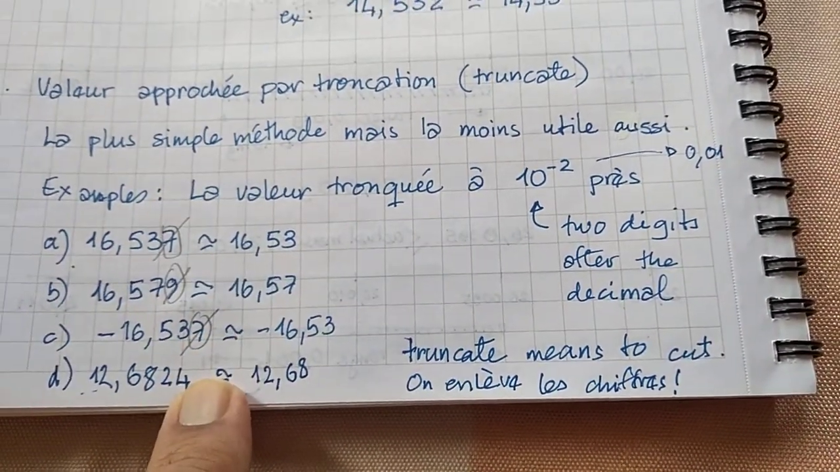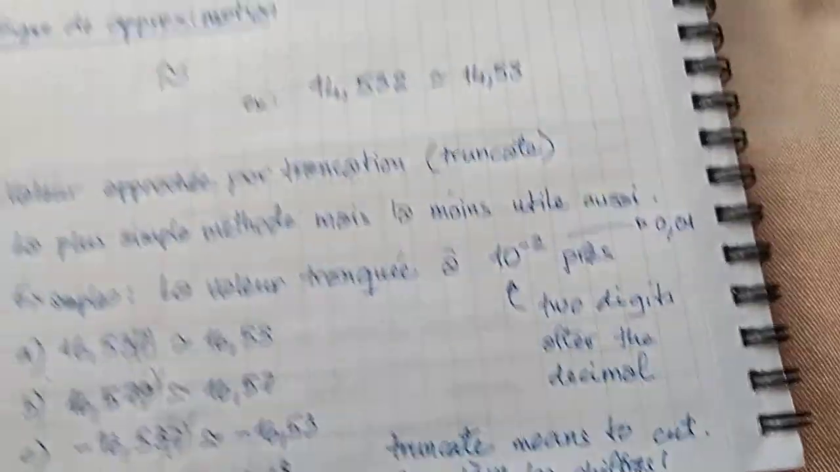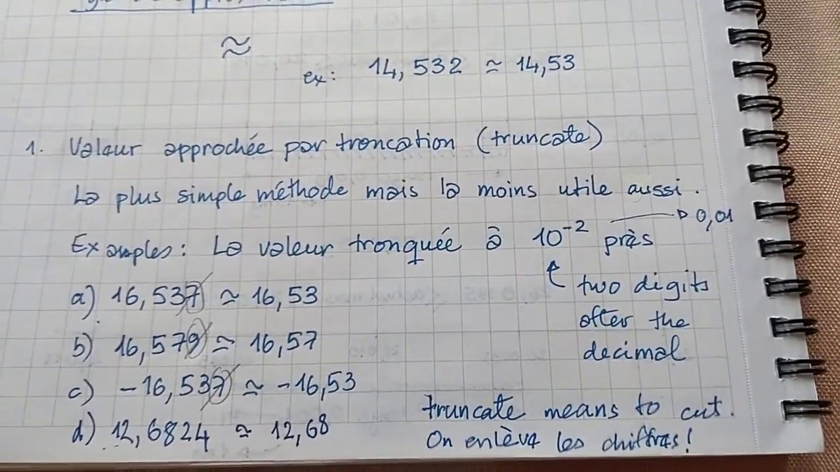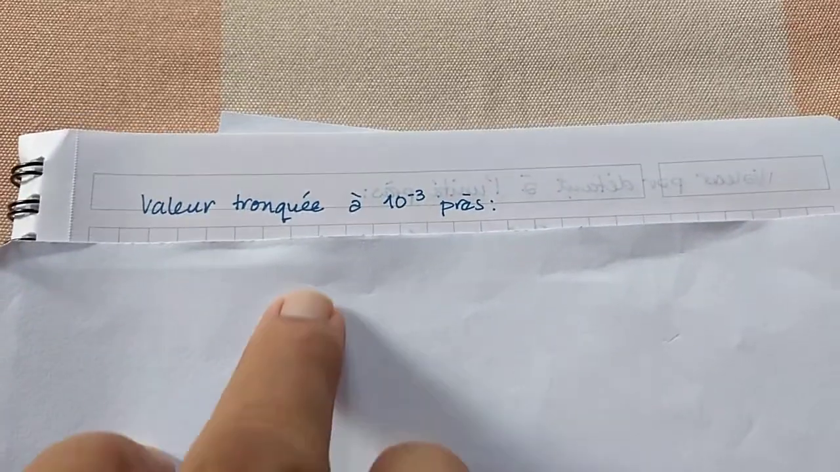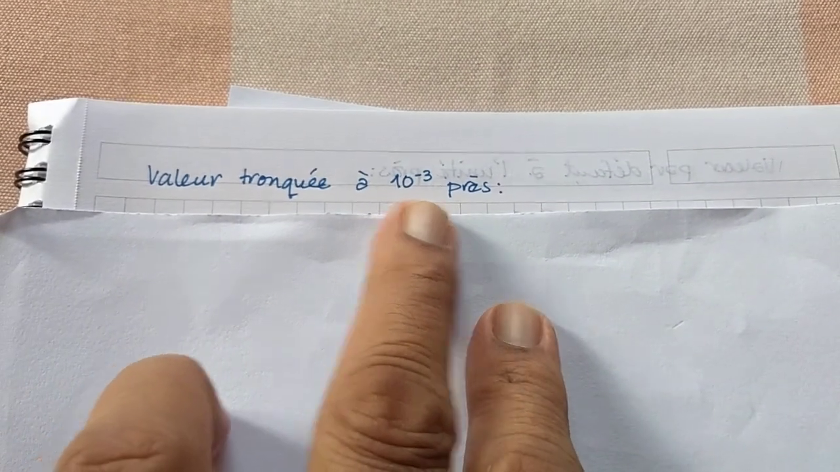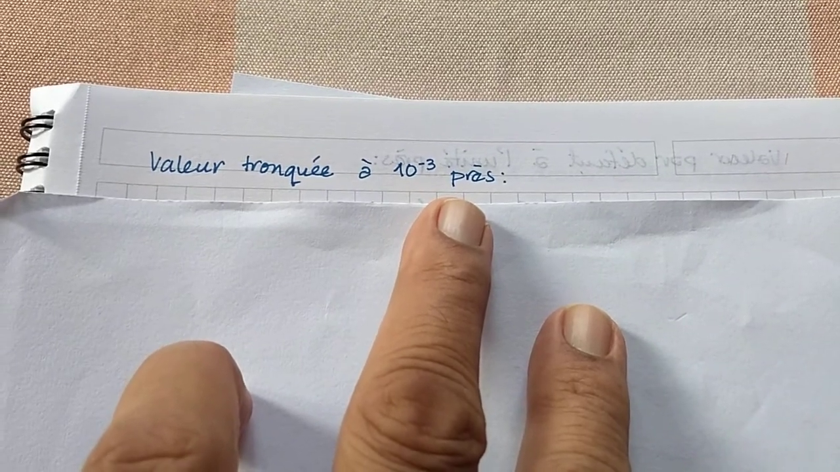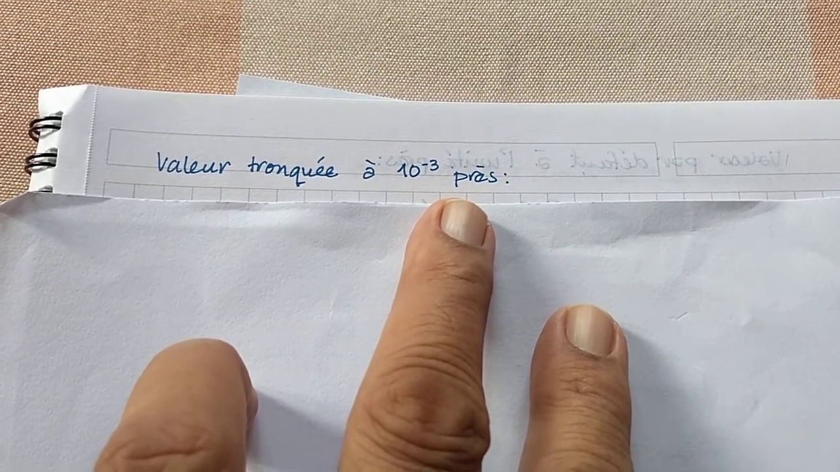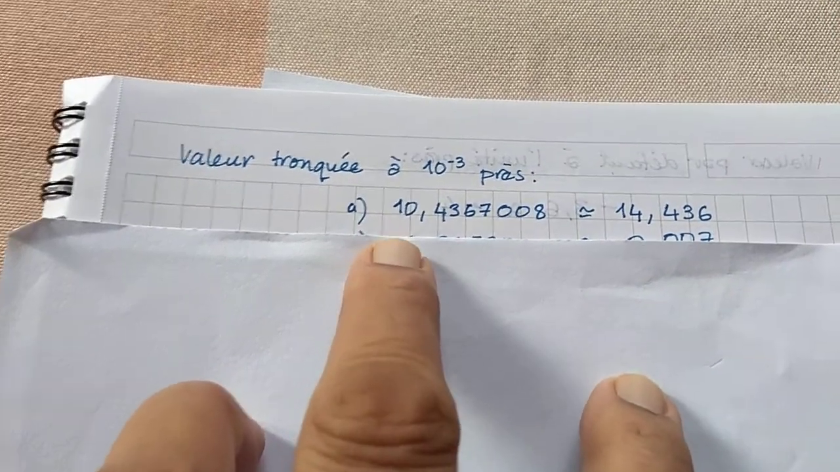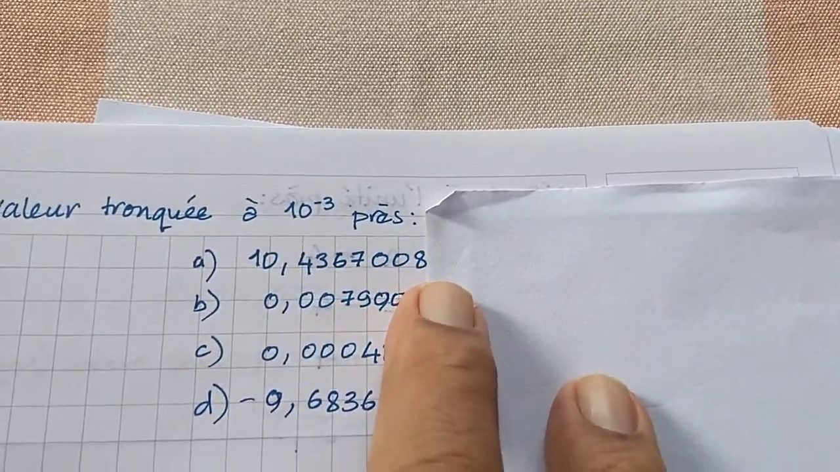So very simple. Truncate is the simplest operation to do because you just take away all the digits that you don't want. You don't have to think, you just have to count. Okay, so let's take a few other examples. Valeur tronquée à 10 à la puissance moins 3 près. So this means I want the nearest 0.001, that means 3 digits after the decimal. So if I have a number, okay, let's do it this way. What will this be?